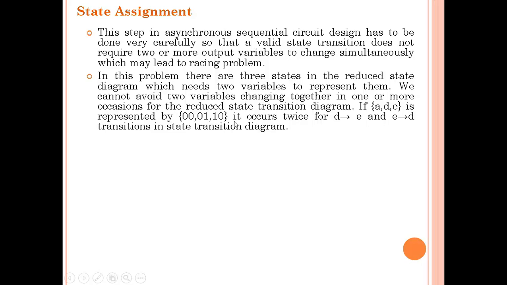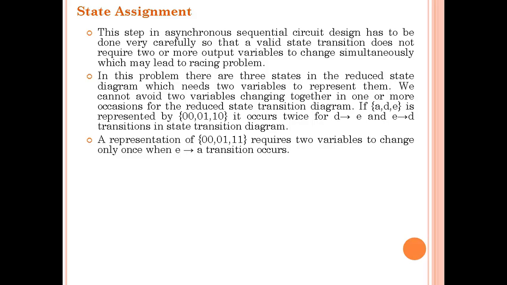Now, in this, there are two occasions when two variables change. First, when going from D to E, 0 changes to 1 and 1 changes to 0, and second when going from E to D. So we have to take care of this situation. A representation of 0 0, 0 1, 1 1 requires two variables to change only once, where E changes to A.